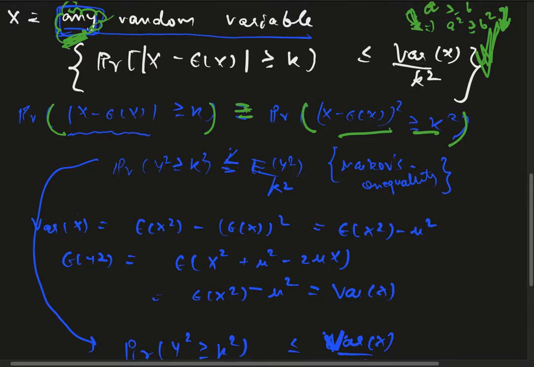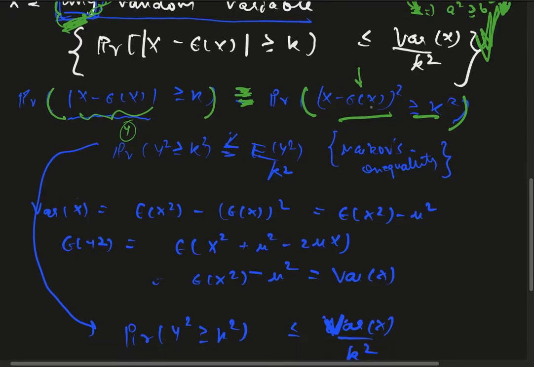So inducing this equivalence here, we consider this mod of x minus E of x to be a random variable y. So we are interested in finding the probability of y square is greater than equal to k square. Now y square, let's call it z, is in itself a non-negative random variable. Hence we can use Markov's inequality as we have done here.